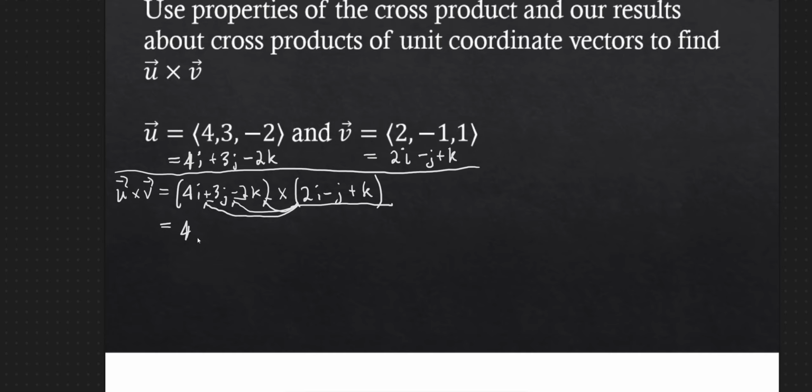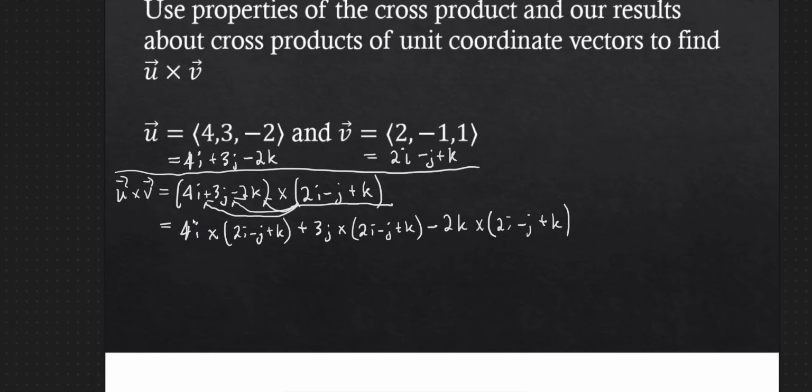So this will be 4i cross (2i minus j plus k), plus 3j cross (2i minus j plus k), right? I'm distributing that 2i minus j plus k to each one of these, not plus, but rather minus 2k cross (2i minus j plus k). And really, I should be keeping these in parentheses like this, but we're just going to use that associative property of cross products to pull out these multiples. So let's take it down another notch.